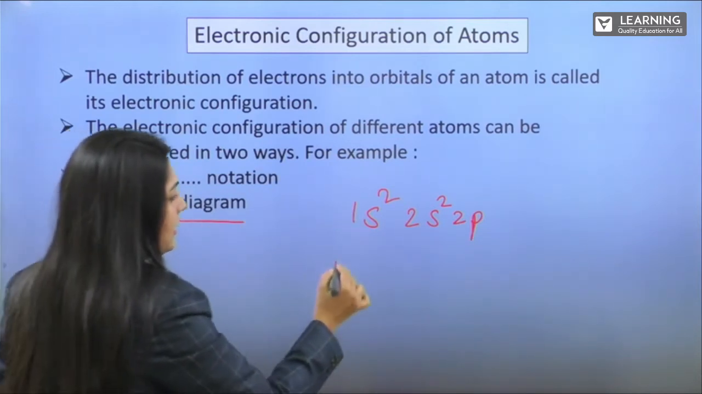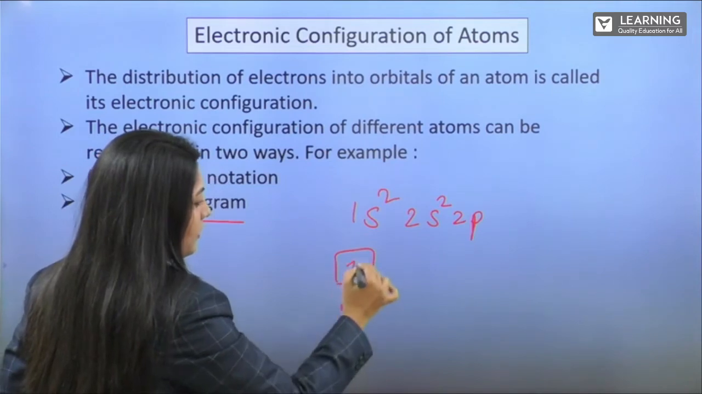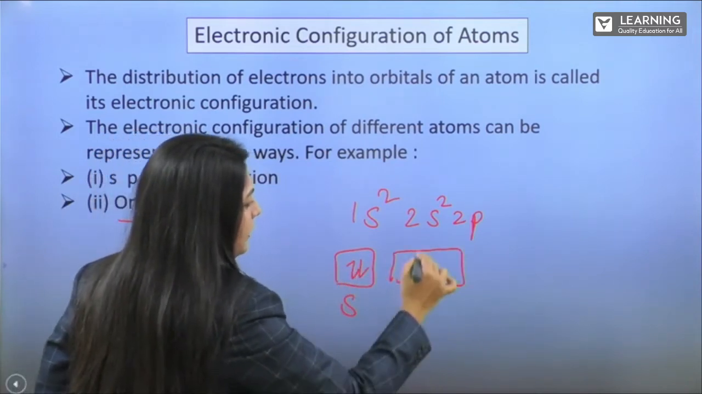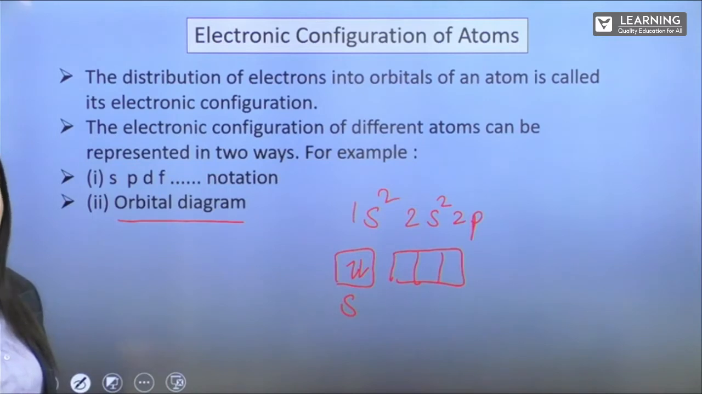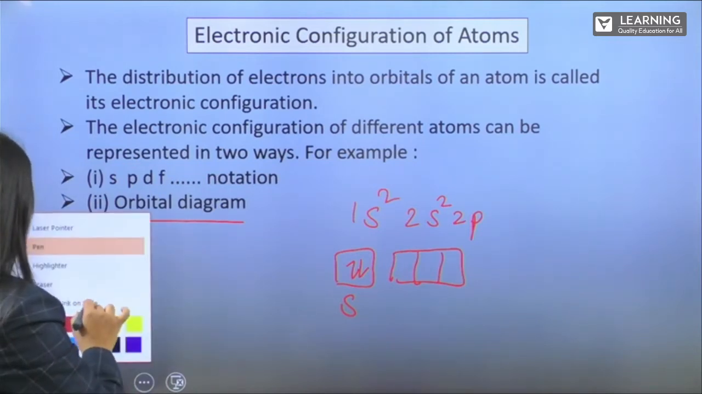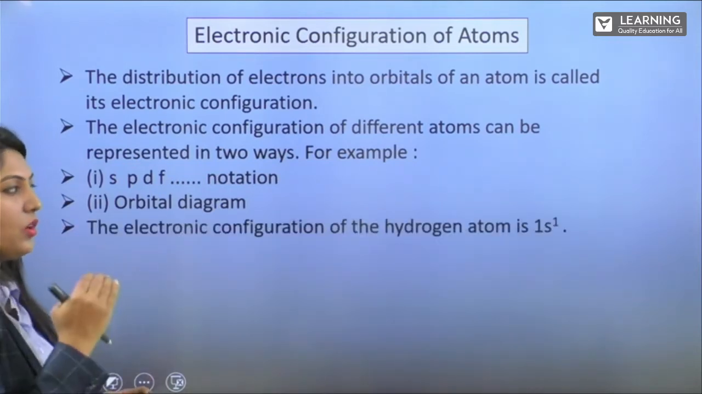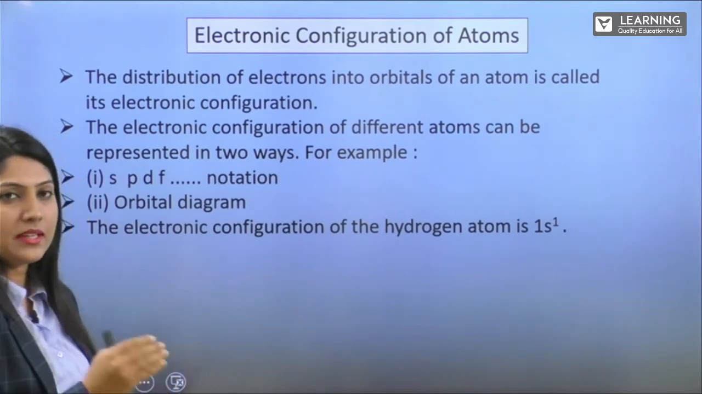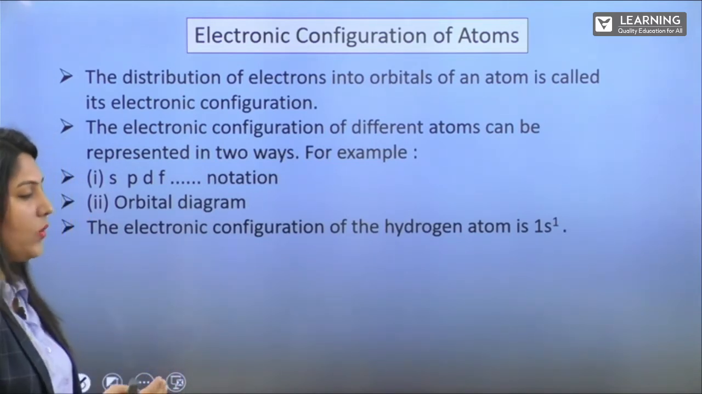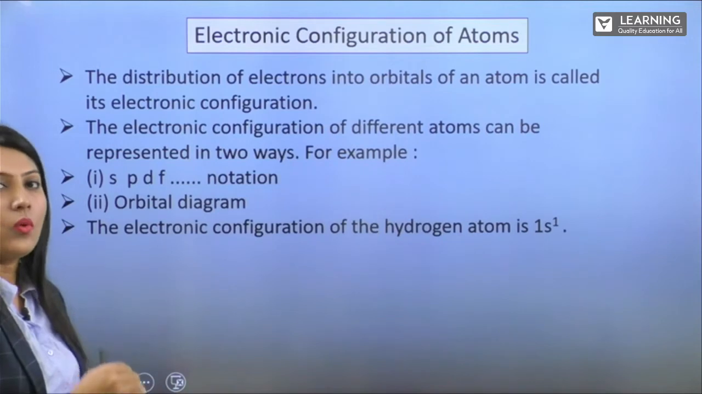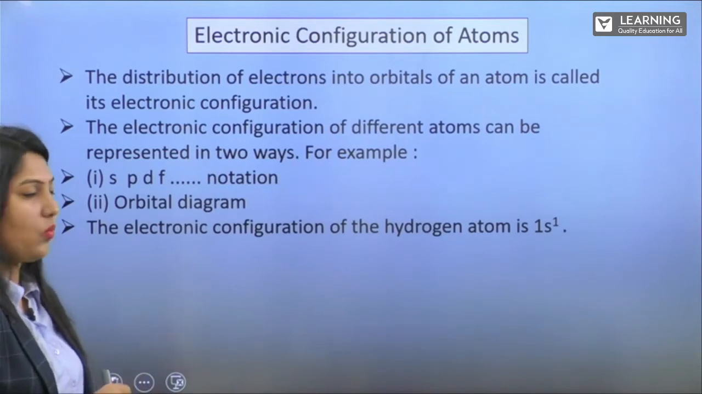Just now, as I said, s orbital and p orbital, likewise you can show in the orbital-wise also. Next, the electronic configuration of hydrogen atom is 1s1. Likewise, you have for lithium 1s2, 2s1.